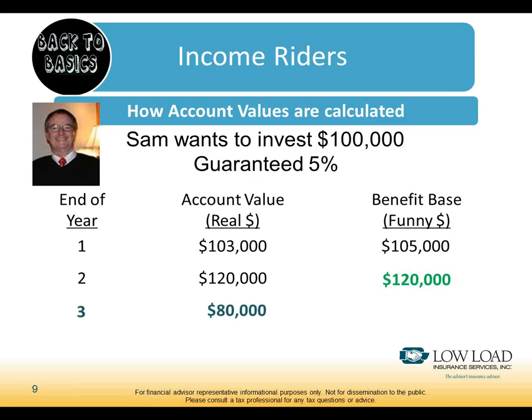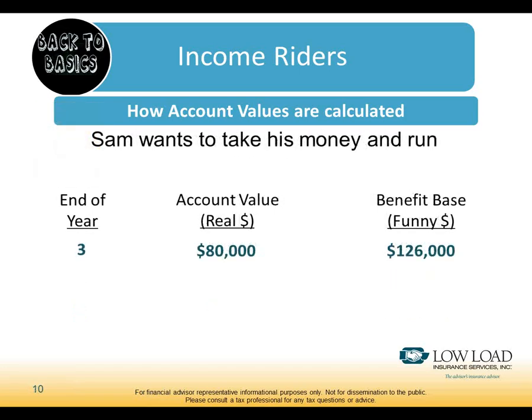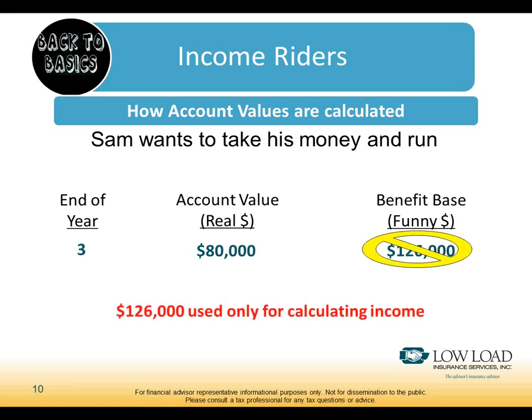Year 3 comes along, annuity's performance is not so great. Account value goes down to $80,000. But the benefit base is still guaranteed to grow by that 5%, so it's going to be worth $126,000. Now we're going to really focus on this end of year 3 in our examples. So Sam wants to take his money and run from this annuity. What can he do? Does he get his $80,000 or does he get his $126,000? Well, he doesn't get the $126,000. He gets the $80,000 if he wants to take his money out of the annuity and go spend it elsewhere. The only thing the $126,000 is used for is to calculate income on the annuity.